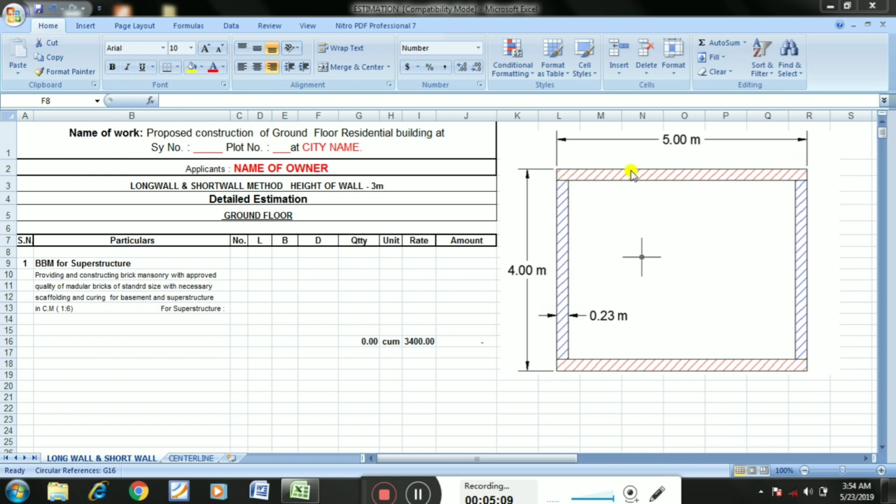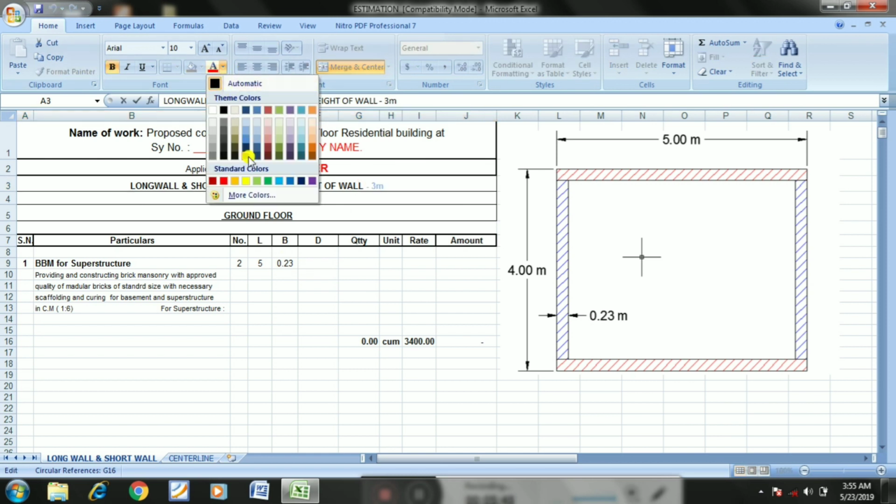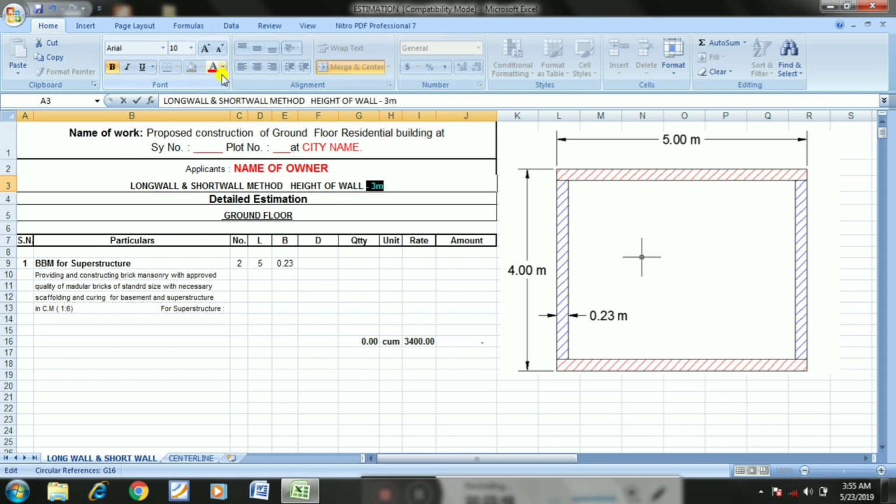First I need to find the quantity of these two 5-meter walls. How many 5-meter walls are there? That is 2, so I'll write 2 numbers. What is the length of these walls? Obviously the long wall has 5-meter length, so directly I'll write 5 meter. What is the breadth of the wall? Breadth is nothing but the thickness of the wall, 0.23, so I'll write 0.23. And what is the depth or height of the wall? That is 3 meter, which we have taken here.